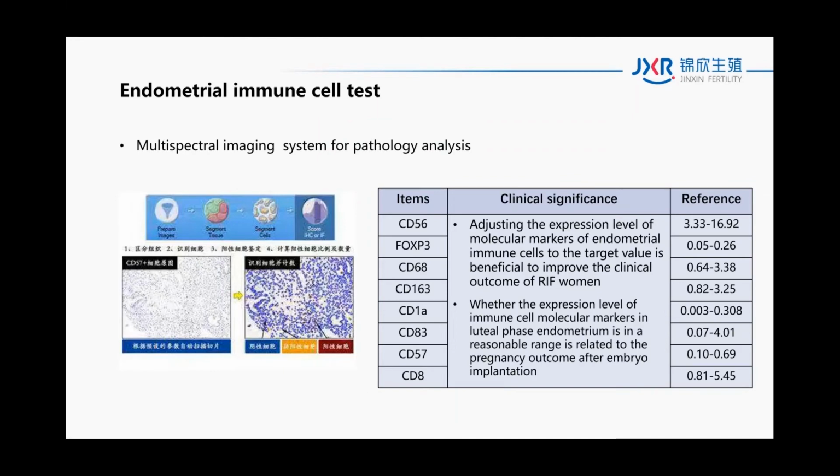Therefore, to assess these important functions of immune cells, we designed a detection of endometrial immune cells using a multispectral imaging digital pathologic analysis system to analyze whether the expression of these immune cells is normal during the embryo implantation stage in the middle luteal phase. The expression level of endometrial immune cell molecular markers in the mid-luteal phase within a reasonable range is related to a good outcome of embryo implantation and later embryo development. Adjusting the expression level of endometrial immune cell molecular markers to the target value is beneficial to improve the pregnancy outcome of infertile females.